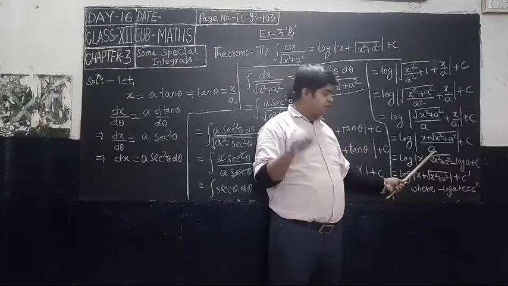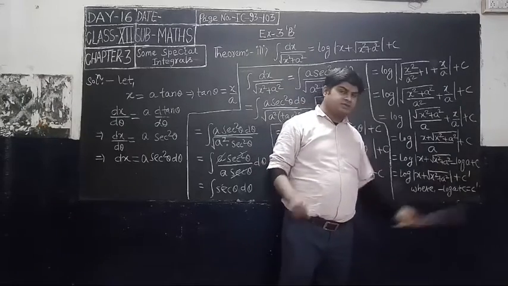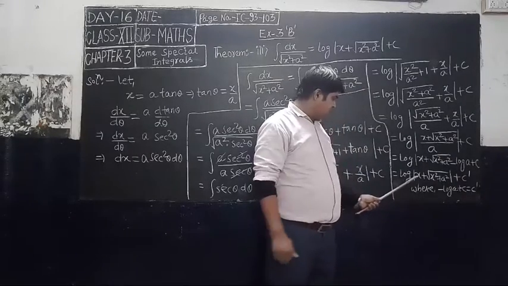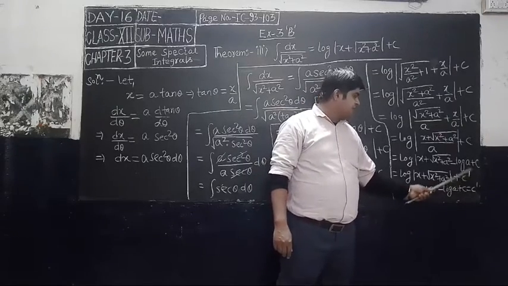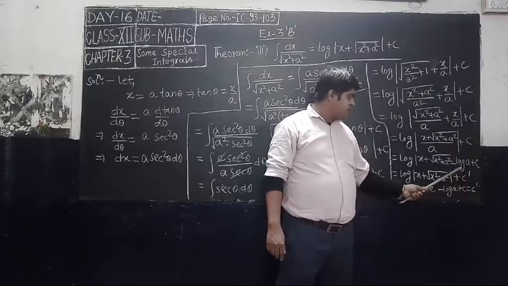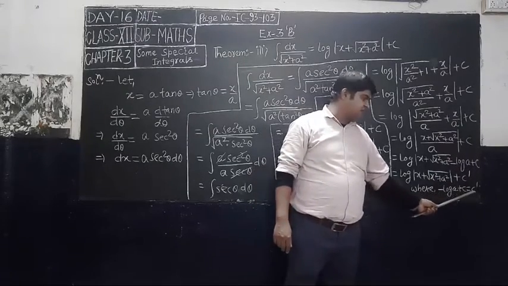Log x plus under root x square plus a square minus log a. I have discussed this in theorem number 2, so you will just write here minus log a plus constant term. Log x plus under root x square plus a square plus c dash, where c dash is a constant which is equal to minus log a plus c.